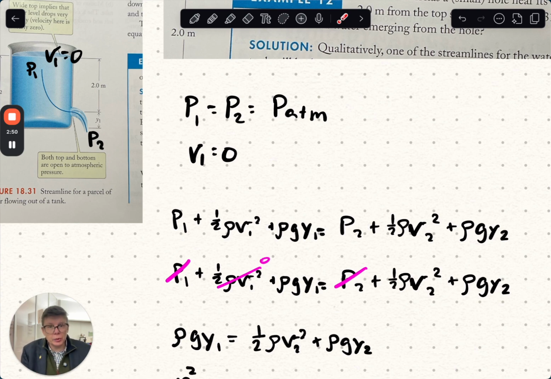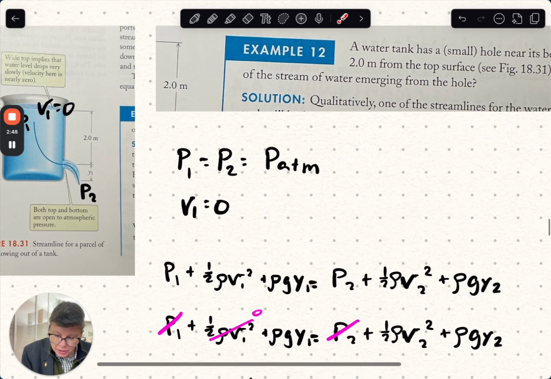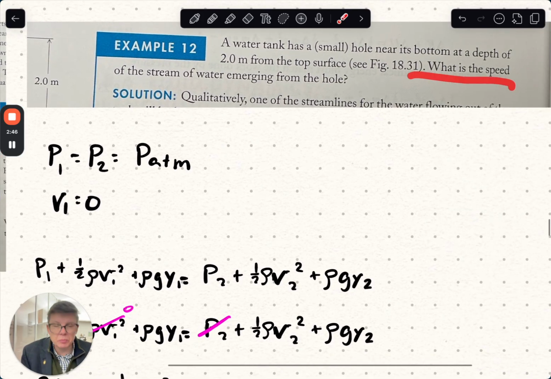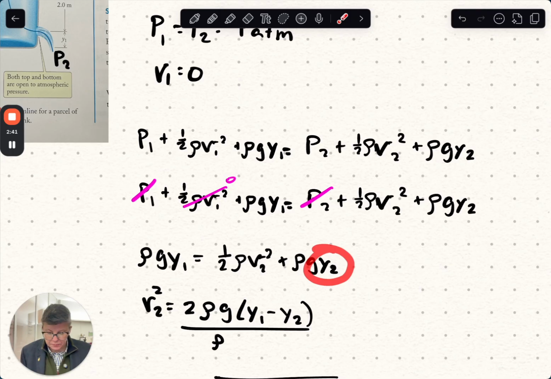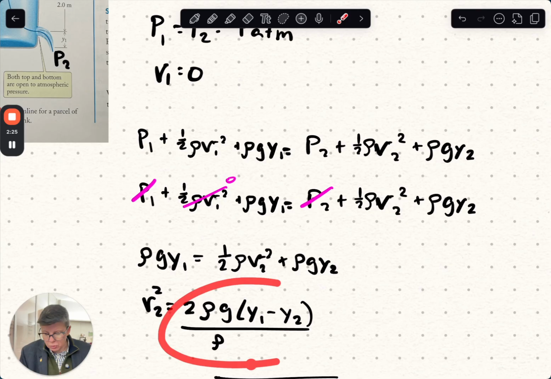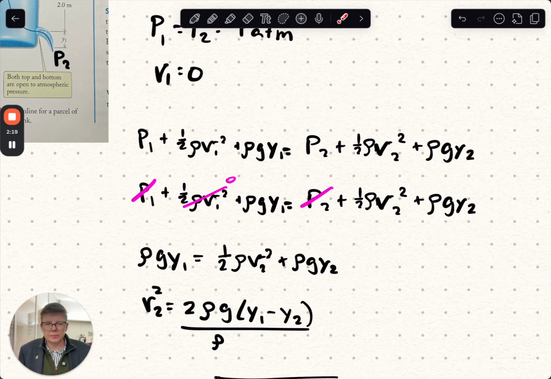Which of these values do we know and what are we solving for? Let's see here. What is the speed of the water coming out of the pipe? I want to know velocity 2. I've rearranged this equation here before I put any numbers in it. So your mileage may vary which way you go. But check out the equation. Solving for velocity 2, I get velocity 2 squared equals all of this. Okay? Take a moment, make sure that that math checks out.